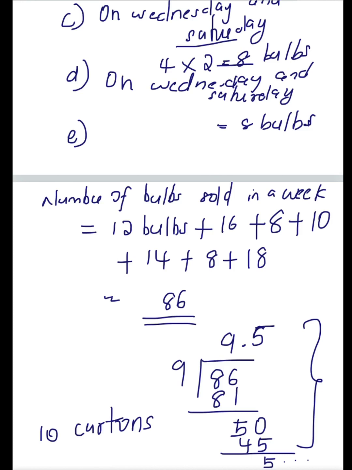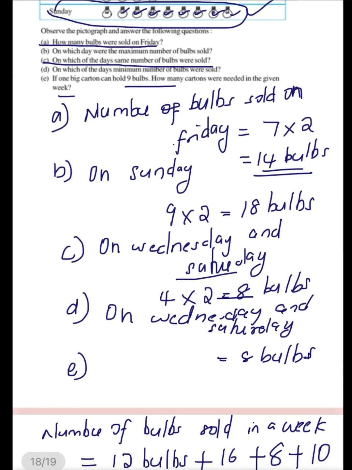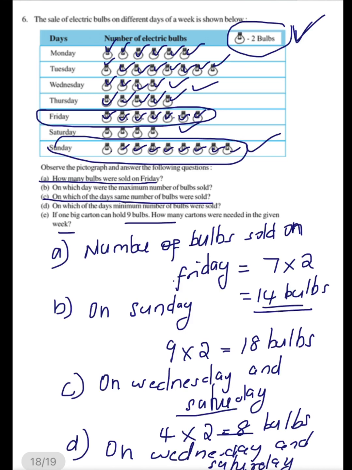Okay, so we cannot say the number of cartons as 9.5 or 9.6 like that. We can just say it in only whole numbers. So you can say that we require 10 cartons. Okay, we require 10 cartons for a week. Understand? Okay, so we have solved the 6th question. Now let's see the 7th question.